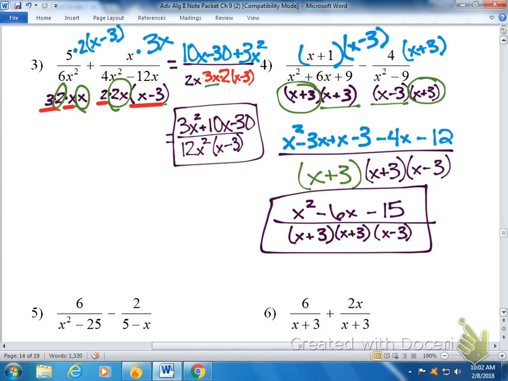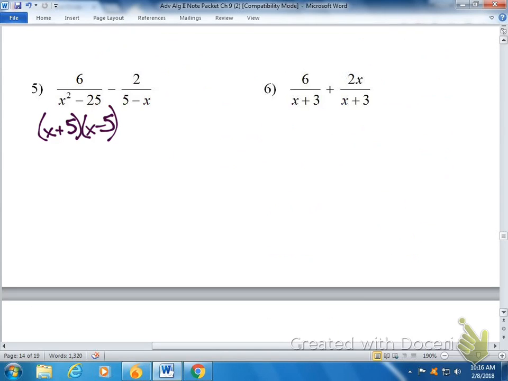See if somehow, oops, I boxed it too early. Can we multiply to negative 15, add to negative 6 somehow? Can't happen. So now let's go on to 5 and 6. Going back to Tuesday, 5 minus x looks uber similar to x minus 5. They're opposites. So we're going to use the same idea.